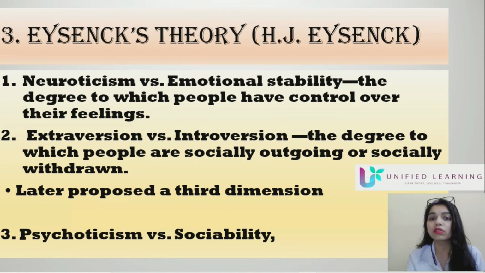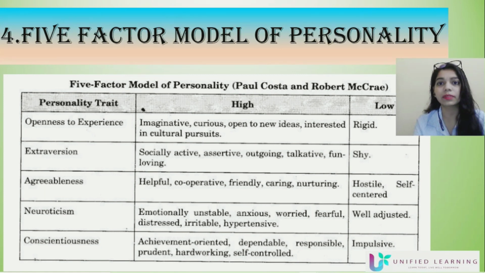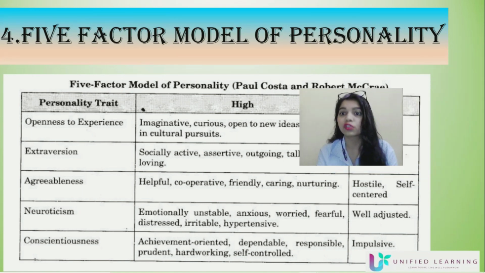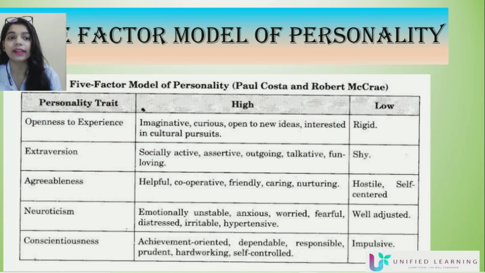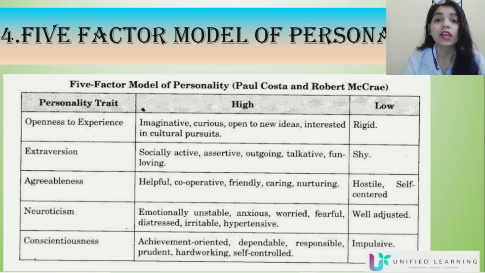Let's talk about personality in more detail through the five-factor personality theory of Paul Costa and Robert McCrae. According to them, there are five personality traits: openness to experience, extroversion, agreeableness, neuroticism, and conscientiousness. Let's talk about them in detail.